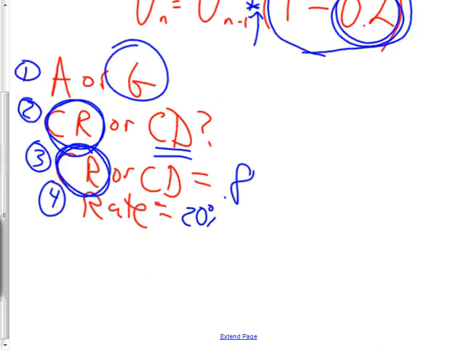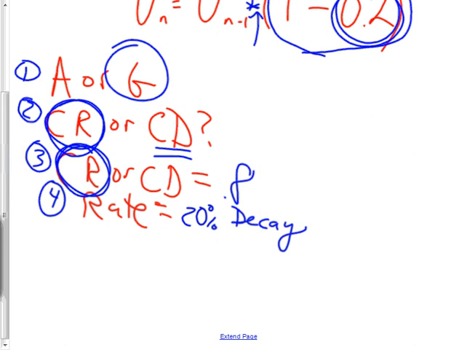Now, if you wanted to say 20% decay, that'd be fine. If you wanted to say negative 20% instead of saying decay, that would be fine. But what you don't want to say is negative 20% decay, because the negative really isn't even supposed to be there. It's just 20%, and you're supposed to say decay. Okay. Any questions on that?